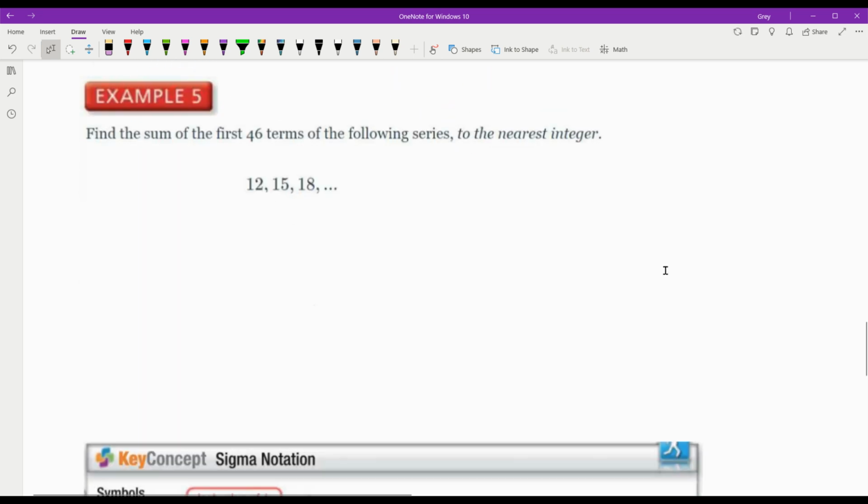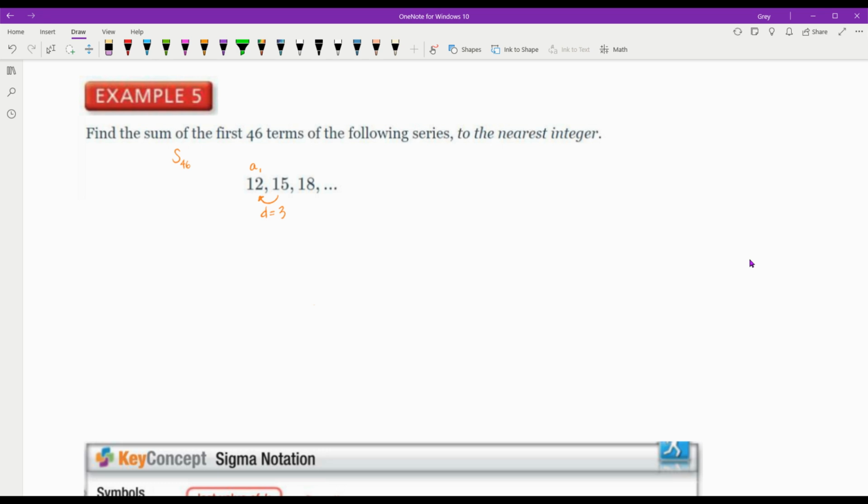Example 5. Find the sum of the first 46 terms of the following series to the nearest integer. Okay, so the sum of the first 46 terms is S sub 46. Okay, so I have a sub 1. I know that d is equal to 3, but I do not know the last term.